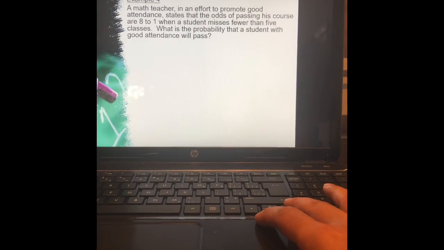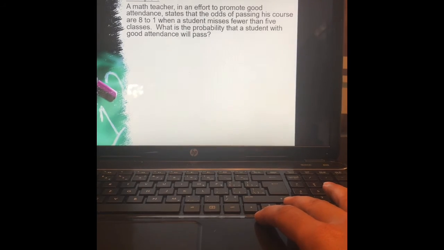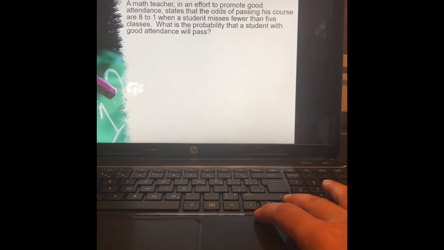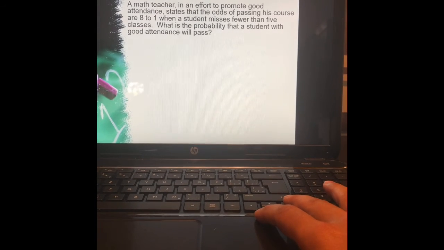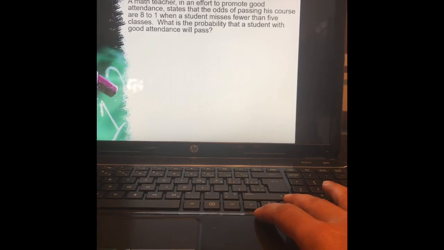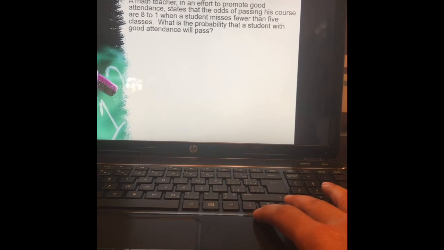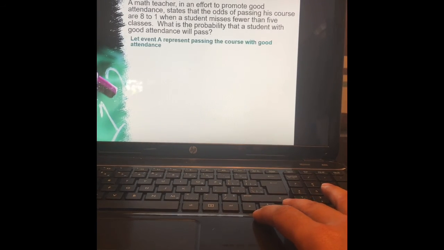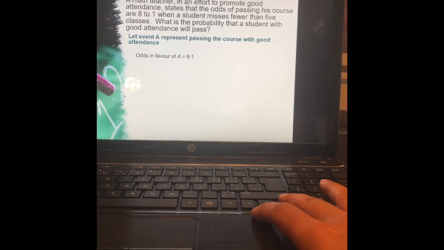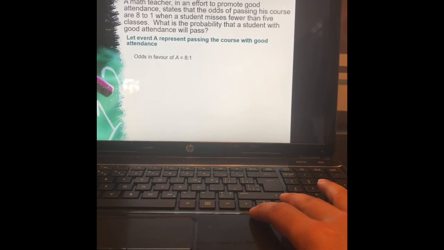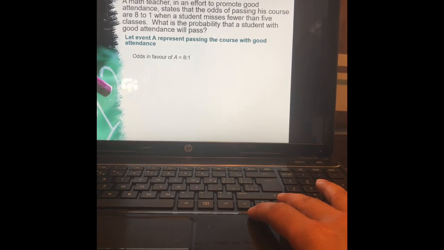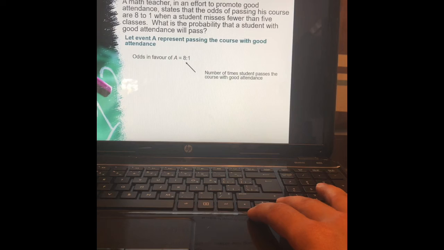A math teacher, in an effort to promote good attendance, states that the odds of passing his course are 8 to 1 when a student misses fewer than 5 classes. What's the probability a student with good attendance will pass? So if it is a ratio of 8 to 1 when you have good attendance, then the probability is 8 over 9. Odds in favor 8 to 1. That's 8 ways it does happen and you pass, to 1 way it doesn't happen and you fail. In probability, that's 8 ways you do pass out of all possibilities, which is 9.